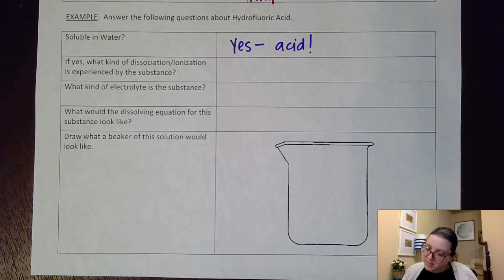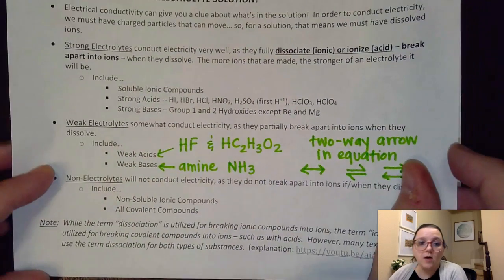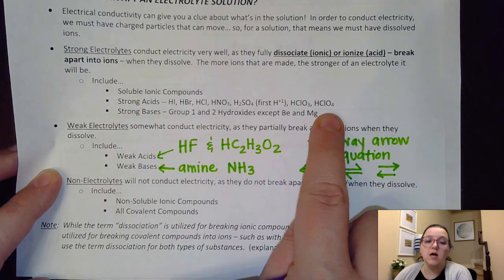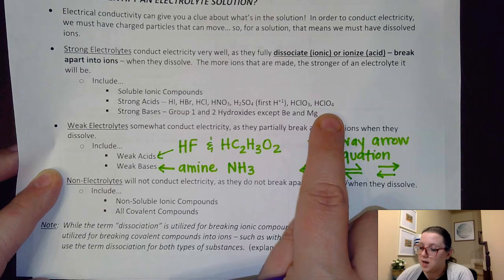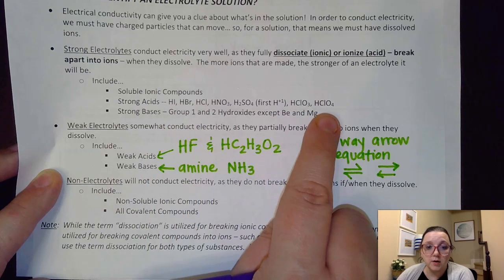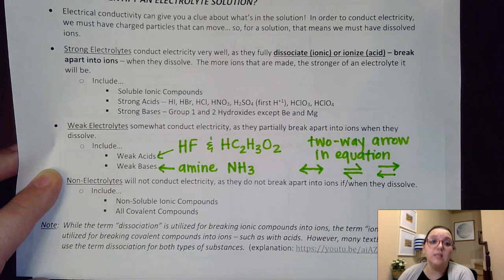And then it says, hey, if yes, what kind of dissociation or ionization is experienced? And what that means is, are we doing 100% a full split up into ions, or are we only doing a partial split up? So this is where I would need to think, is hydrofluoric on the strong list or not? Is it strong or weak for an acid? Now, this is where you're going to want to start to really familiarize yourself with this strong acids list. When we get to this spring, I'll really hammer home the importance of memorizing this list. Hydroiodic, hydrobromic, hydrochloric, nitric, sulfuric, chloric, and perchloric. If it's not on that list, it is weak.